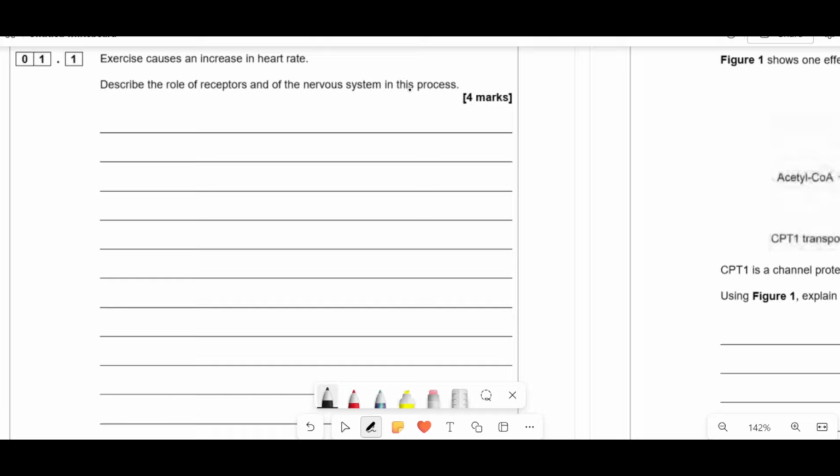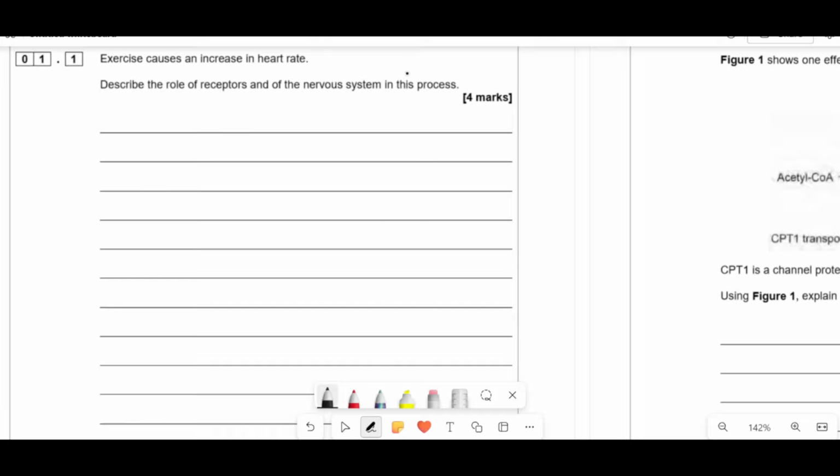Over 25% of people that sat this exam did not get a single mark and only 10% got full marks. This is literally nearly all recall. Lots of people were describing nerve impulses as messages, signals, or information, and a lot of people just didn't know what each thing did. Now, receptors, they detect a stimulus, a sort of change.